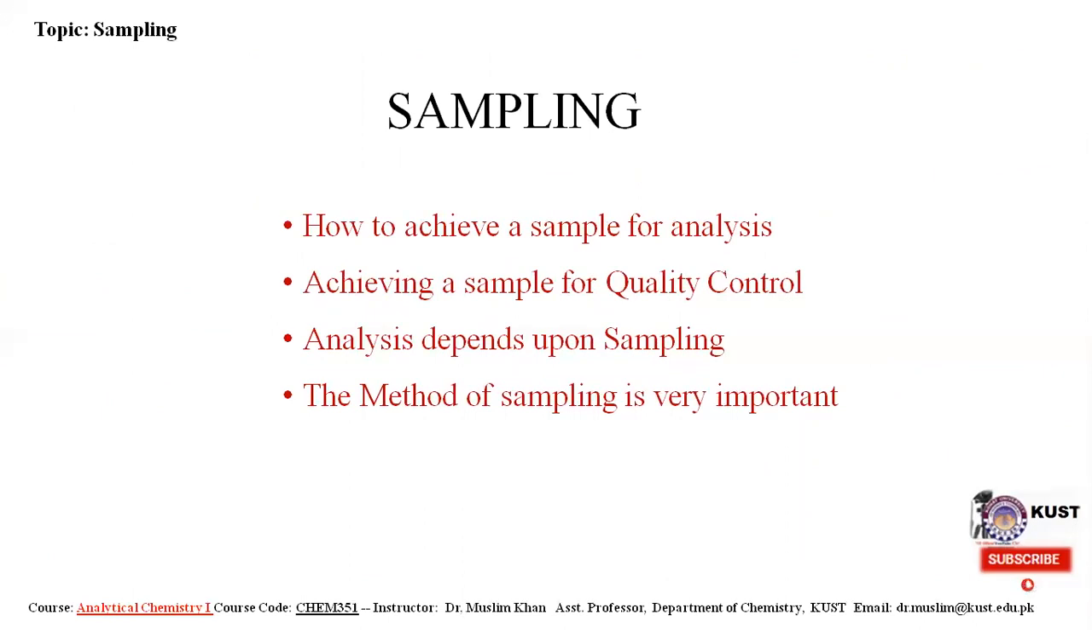So what is sampling? Sampling is basically obtaining the sample you want to analyze. So how do we achieve a sample for analysis? Achieving a sample for quality control analysis depends upon your sampling. The method of sampling is very important.